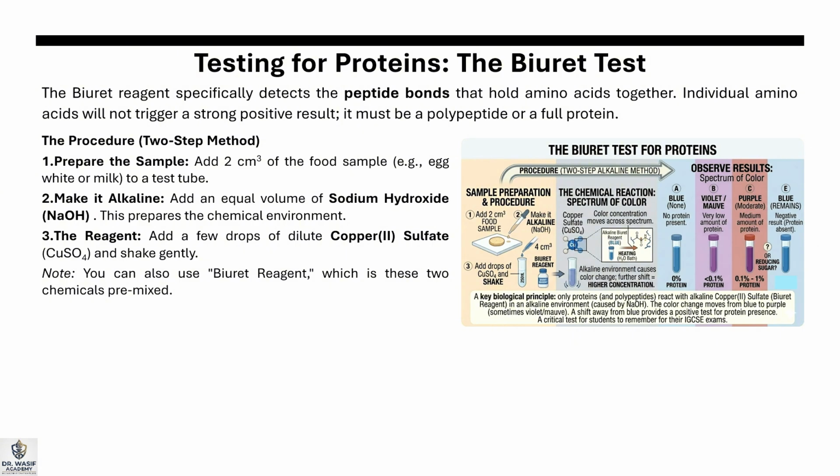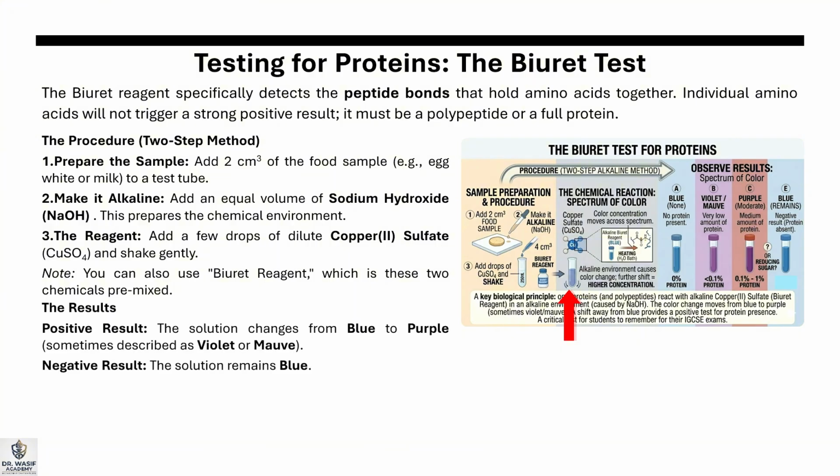The procedure is a two-step chemical process. First, we add an equal volume of sodium hydroxide, NaOH, to our food sample. This makes the environment alkaline, which is essential for the chemistry to work. Then we add a few drops of blue copper sulfate. As you shake the tube gently, watch for a color shift. If proteins are present, the solution will change from blue to purple. From blue to purple. You might also see it described in textbooks as violet or mauve. If it stays blue, the protein is not there.